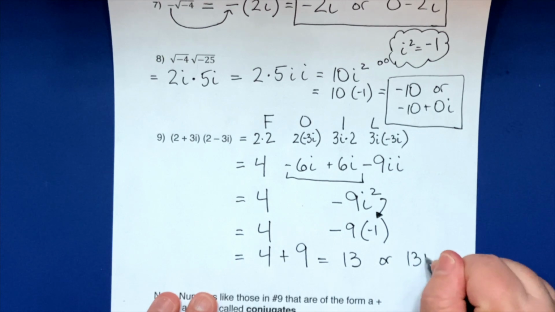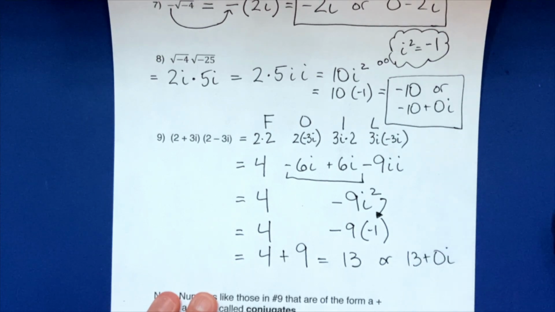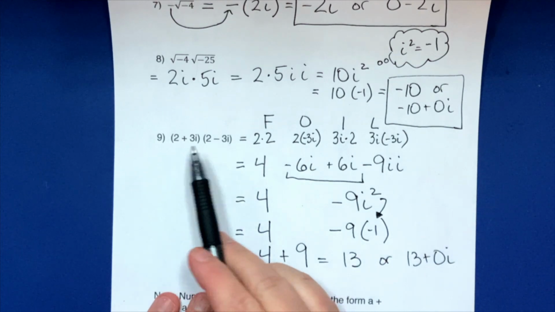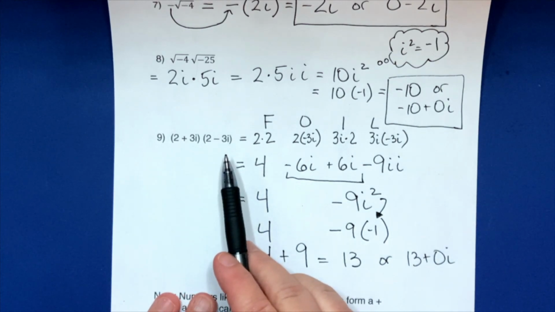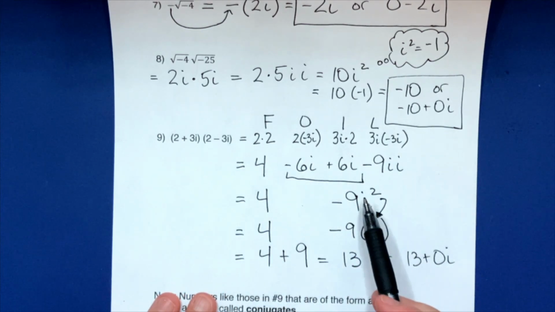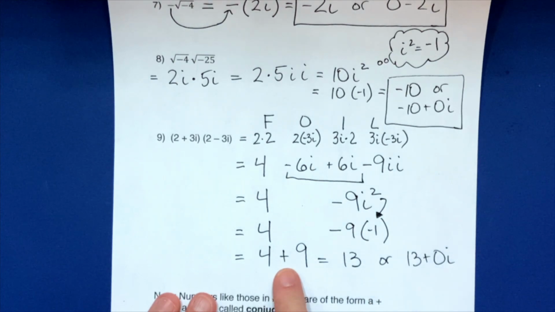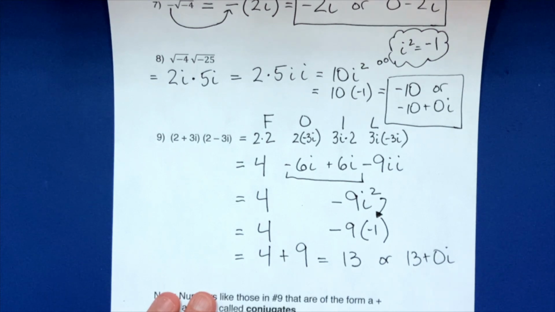Or 13 plus 0i. Now, what just happened? Well, what just happened is normally we would get a difference of squares. But because we've got i's, this is 2 squared plus 3 squared. We've got the sum of squares. So imaginary numbers are how we deal with sums of squares. And now we're going to be able to deal with them.